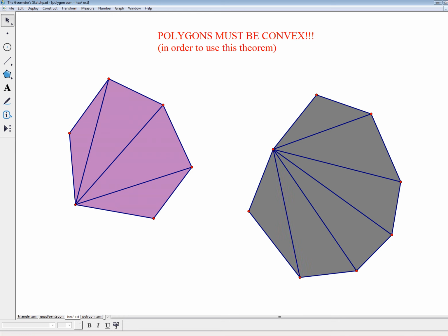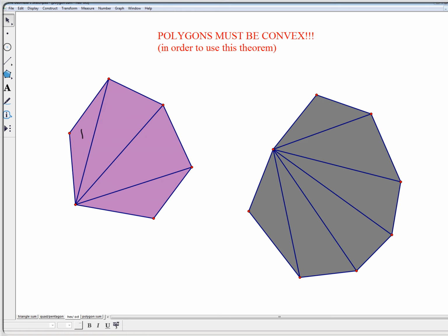And now how many triangles do we have in this hexagon? 1, 2, 3, 4. So remember, n is going to be our number of sides. And we have 6 sides making a hexagon. And how many triangles did it take to fill this whole interior? 2 less than the number of sides.